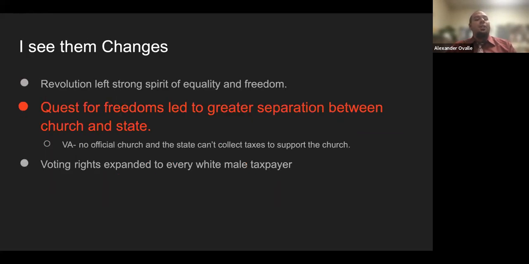So the revolution left a strong spirit of equality and freedom. The quest for freedoms led to greater separation between church and state, separating the religions. In Virginia, there was no official church and the state couldn't collect taxes to support the church, meaning before then, the state did collect taxes to support the church. And voting rights were expanded to every white male taxpayer.